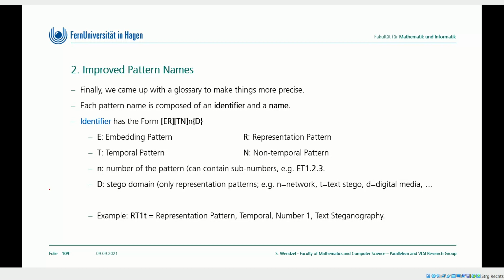And each pattern name is now also more structured. So there is always an identifier and a pattern name. And the identifier has this form: it starts with the uppercase letter E or R to indicate whether it's an embedding or a representation pattern, followed by T or N to show that it's a temporal or non-temporal pattern. Storage pattern would also be an alternative term, but we decided to use temporal and non-temporal. Then it has a number, and it can have a stego domain. For instance, lowercase n means network steganography, t means text steganography. It is domain specific. So the pattern RT1t would be a representation pattern that is temporal. Its number would be 1, and it would be text steganography specific.